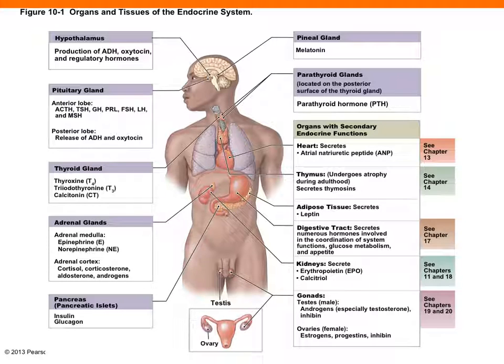Organs with secondary endocrine functions are the heart, which secretes ANP. The thymus produces thymosins. Adipose tissue produces leptin. The digestive tract produces numerous hormones we'll study in the digestive system. The kidney produces EPO, erythropoietin, and calcitriol. The gonads in the male are the testes, and they produce androgens, especially testosterone, and inhibin. And the ovaries in the female produce estrogens, progestins, and inhibin.